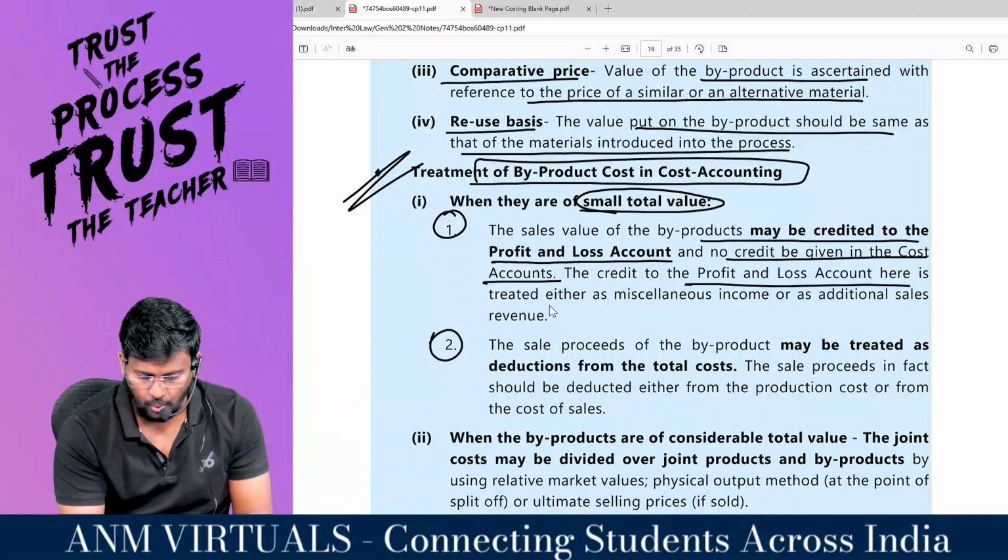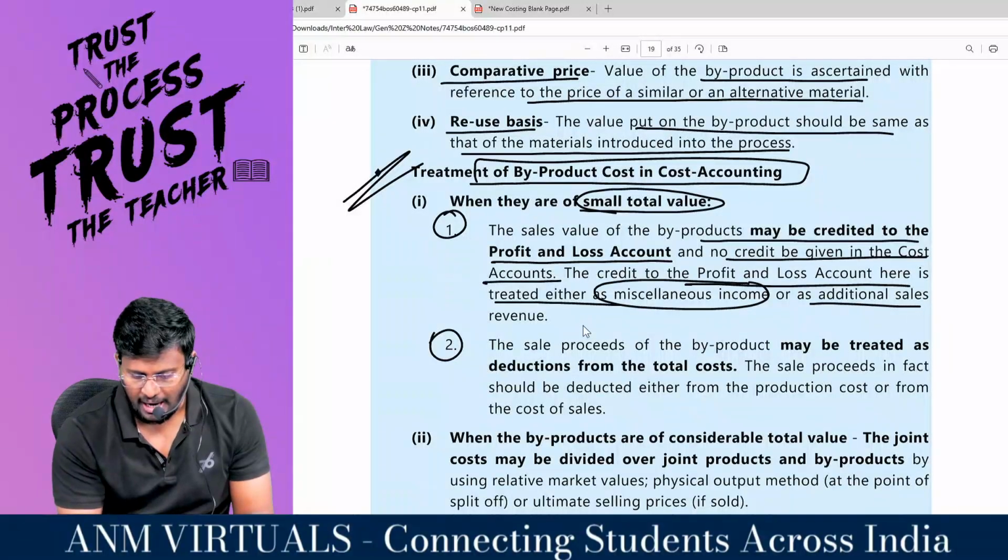The credit to the P&L account here is treated either as the miscellaneous income or additional sales revenue.